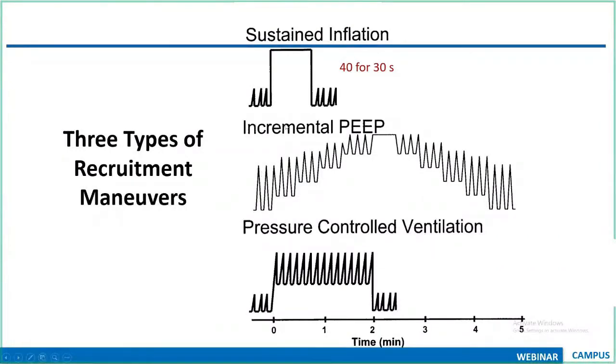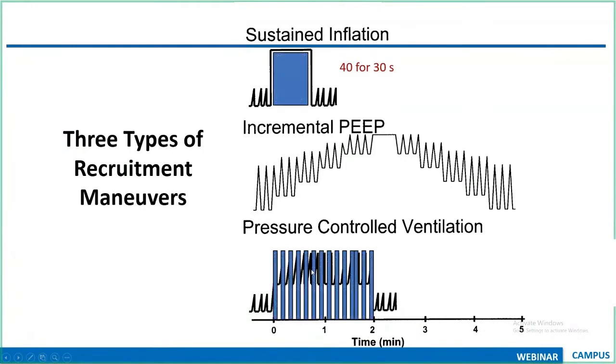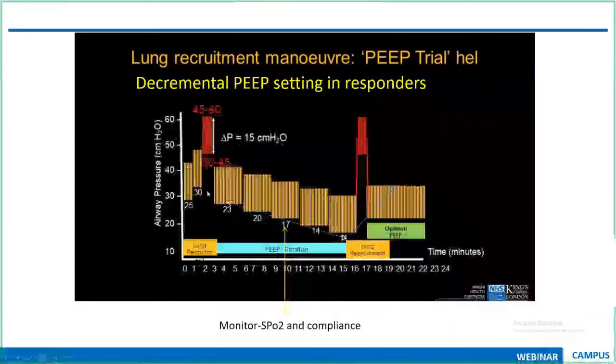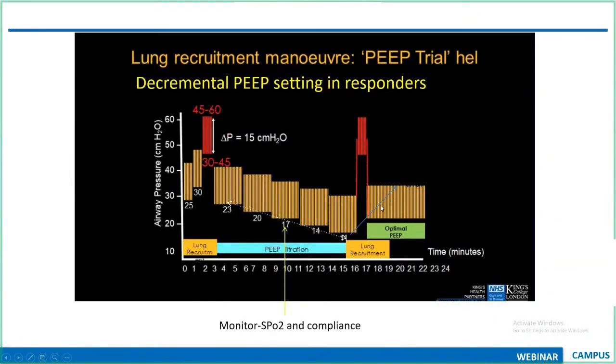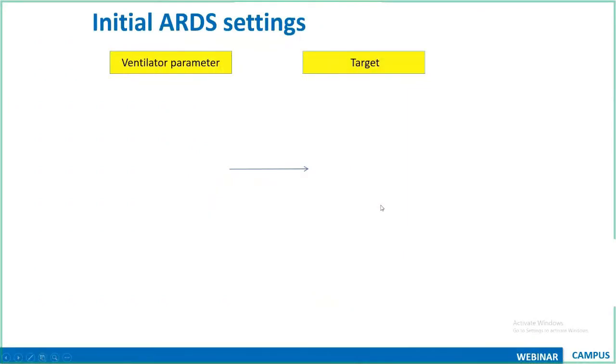There are 3 types of recruitment. You can give a sustained inflation, or an incremental PEEP, where you gradually increase the PEEP, reaching up to 40, hold it for 30 to 40 seconds, then gradually titrate down. Or in simple terms, we can control ventilate with 20 PEEP and 20 centimeters of pressure above the PEEP, so a total of 40 centimeters for 40 seconds. This method we will be discussing in detail. So when you recruit, you should know the optimal PEEP and how to titrate. These were the points we were discussing last time.